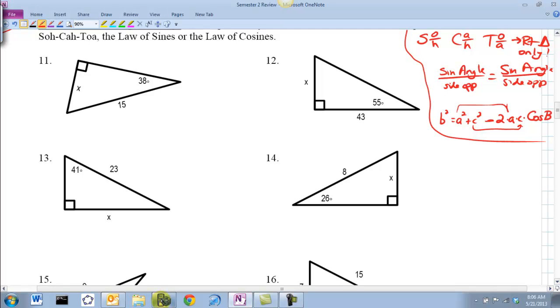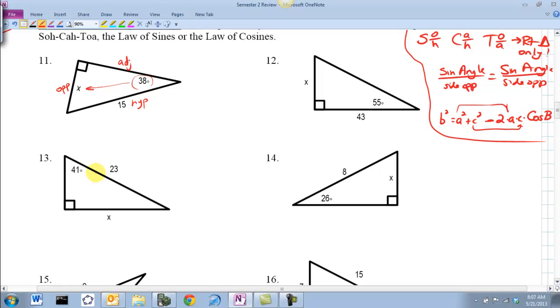So let's see, I feel like starting with number 11. As I look at number 11, they gave me this 38 degrees. It is a right triangle, so I can use either SOHCAHTOA or my favorite, the law of sines, but you can use either one. I'm going to do one with the SOHCAHTOA just for the fun of it. The 38 degrees, that x is the opposite side. The 15 is the hypotenuse. That leaves this blank side to be the adjacent.